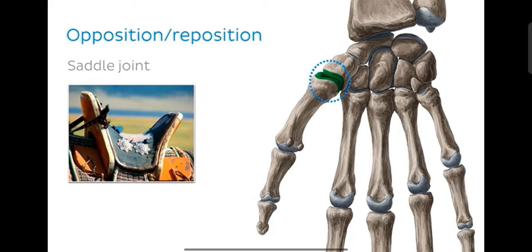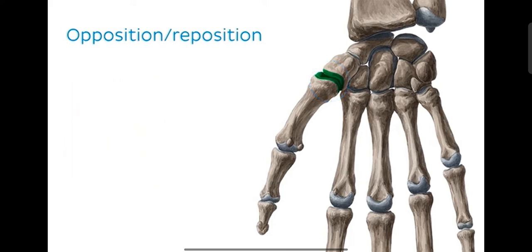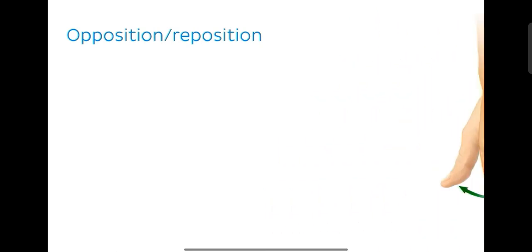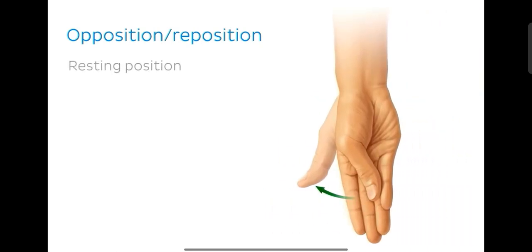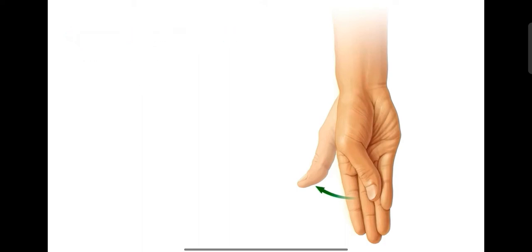This now is showing the reversal of opposition of the thumb, called reposition. We can see that the thumb ends up back in its normal resting position alongside the index finger on the radial side of the hand. That's all of the upper limb movements complete, so now we can move on to the lower limbs.